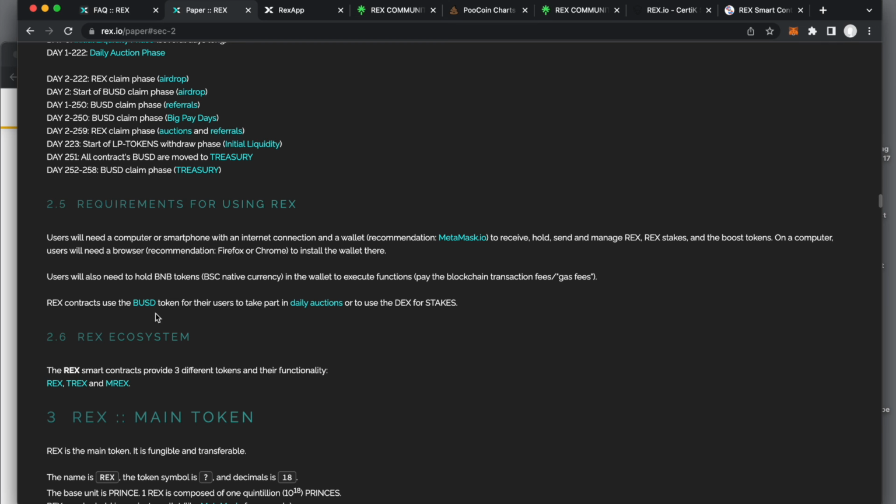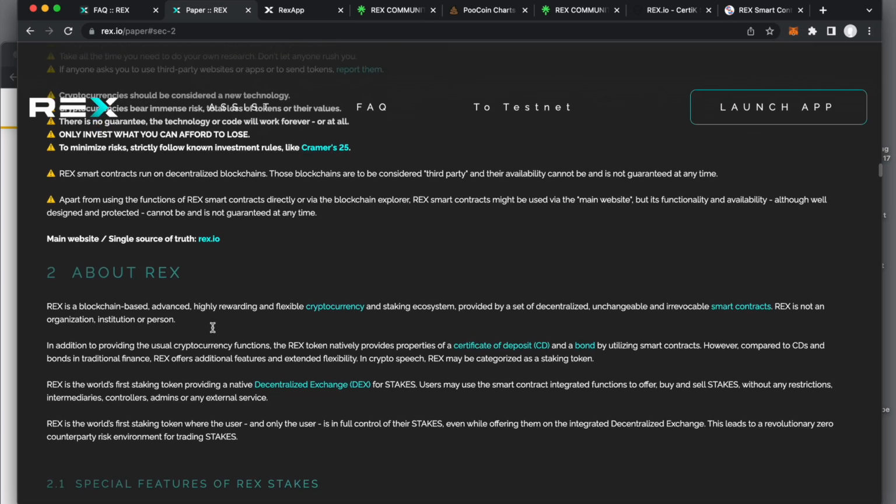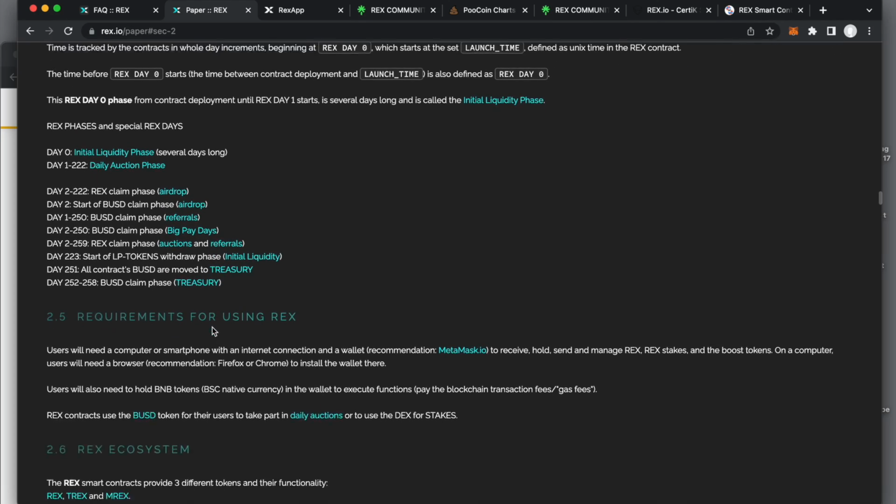The Rex contracts use the BUSD token for you to take part in the daily auctions or to use the DEX for stakes. So in the original Rex protocol, everything was done with BNB within the Rex contracts. That has changed now, so everything is with BUSD, which makes it all much easier to calculate because BUSD is a stable coin and is always pegged to the dollar. So BUSD is the Binance Smart Chain's pegged stablecoin. Okay, that is the end of section 2 in the white paper, and now I will move on to section 3.